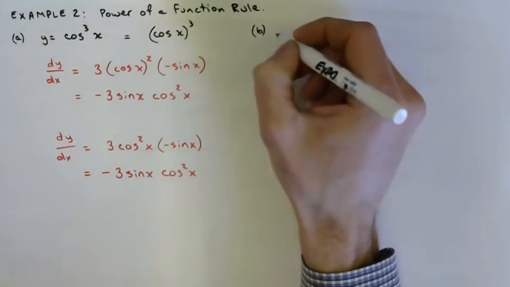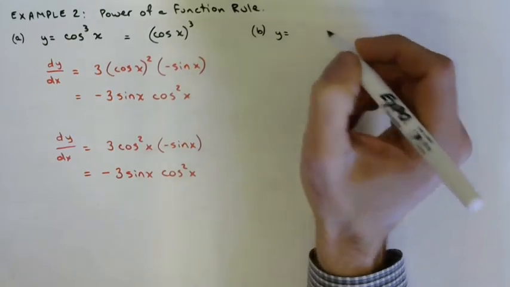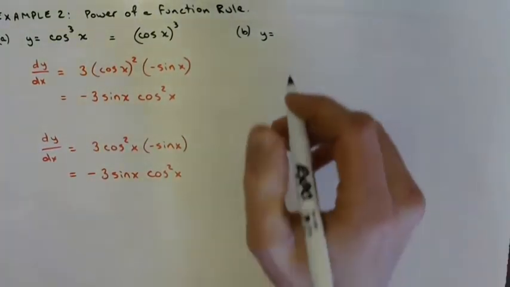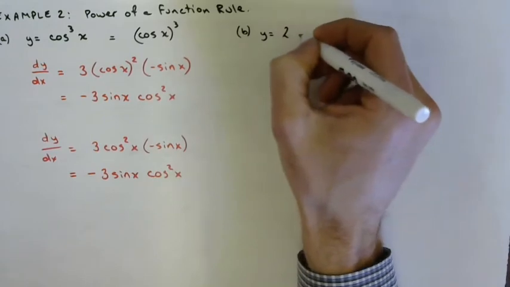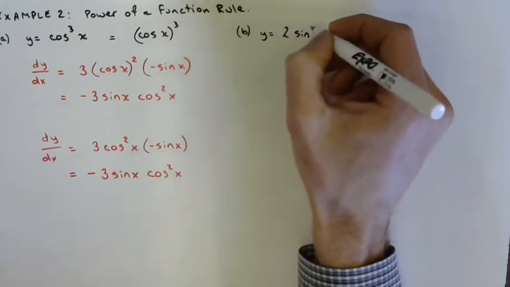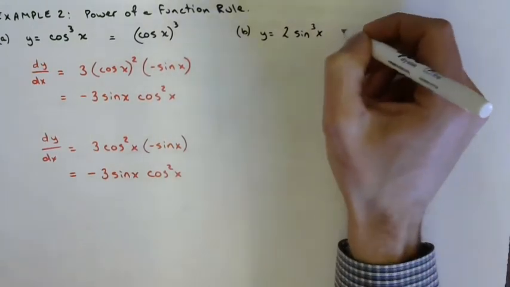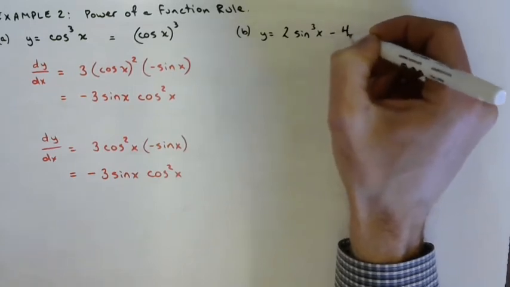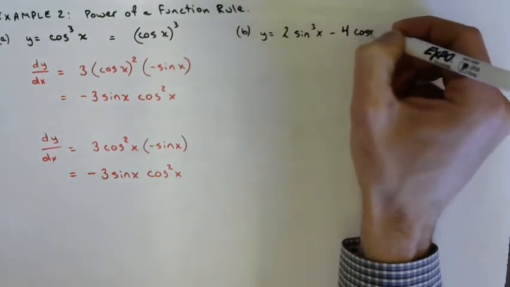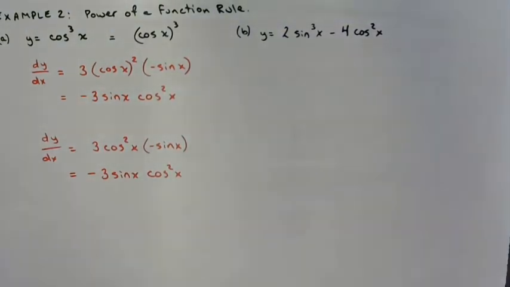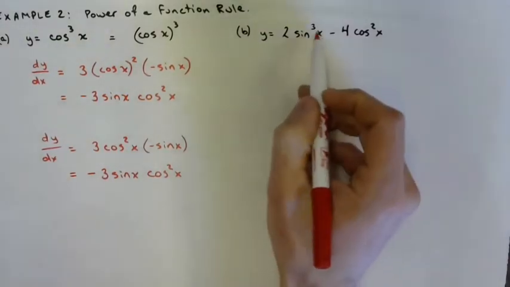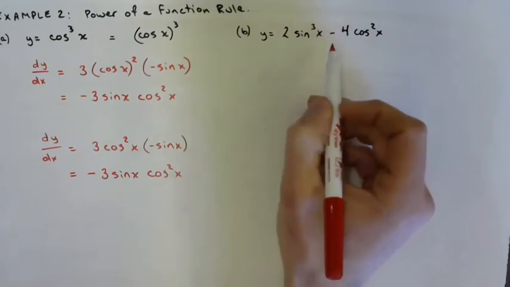B. It's a little bit longer. y equals 2 times the sine cubed x minus 4 cos squared of x. So now we just have two separate pieces that we're going to use. We're going to apply the power function rule to each of these pieces. And then I also see a negative symbol in here, so that tells me we're going to be using the difference rule as well.